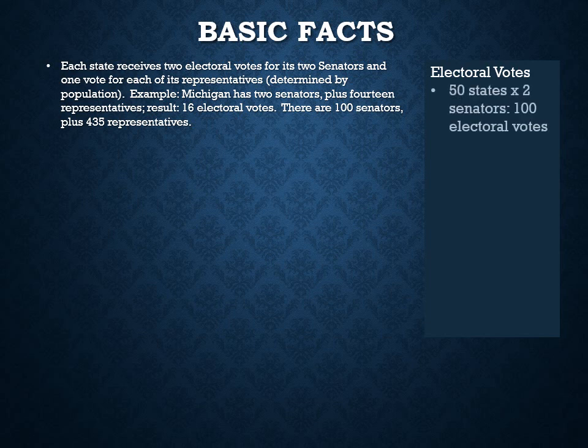Now, if you look on the right here, 50 states times 2 senators, that's 100 electoral votes. That doesn't mean the senators are electors. They're not eligible for that. But these are electors chosen to correspond to the number of senators, which in every case is 2 for each state.